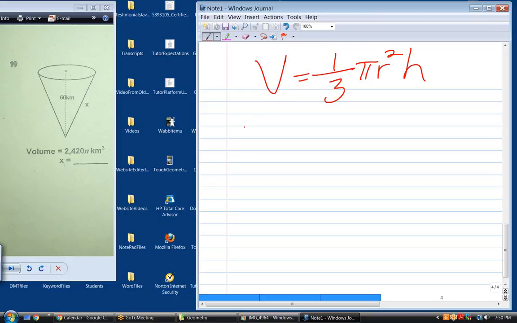Okay, fill in everything we know. What's the next line? 2,420 pi equals pi r squared times 60 divided by 3.